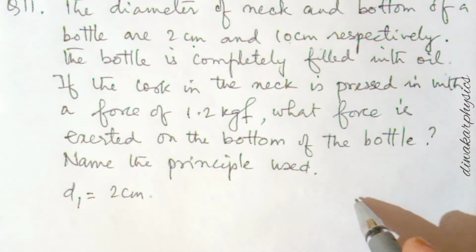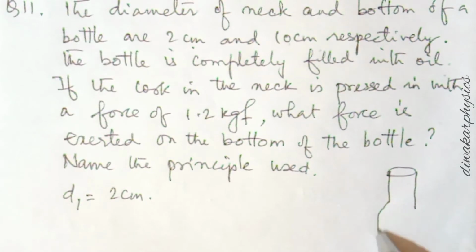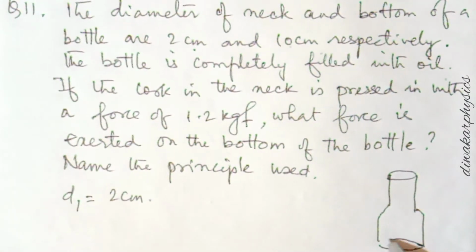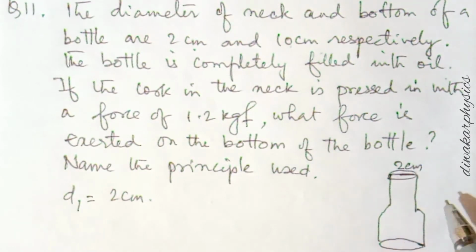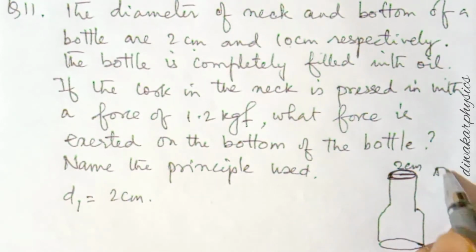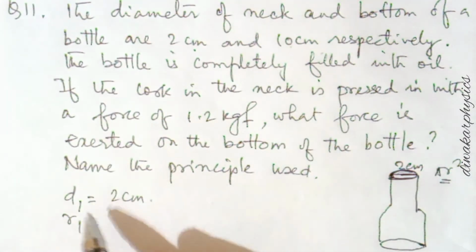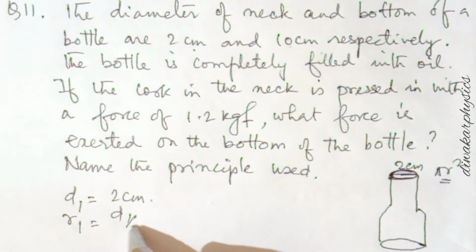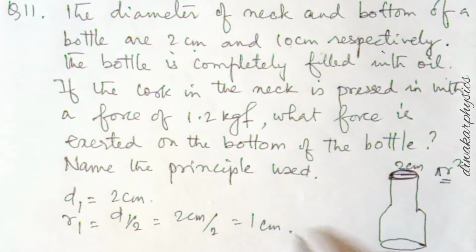Then actually the bottles are in the cylindrical form. Okay, like this. Suppose this is the bottle. So here the diameter is 2 cm, and these have circular cross section. So you have to use the formula of area, pi r square, and so that means you need radius. Okay, so that's why you find r1. And what is the relation between radius and diameter? So radius is diameter by 2. So 2 cm by 2, so 1 cm.